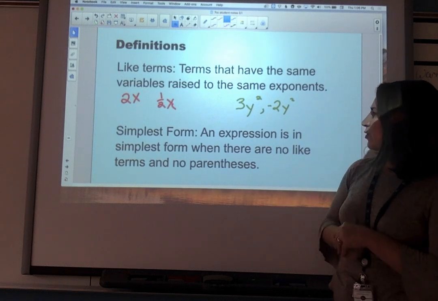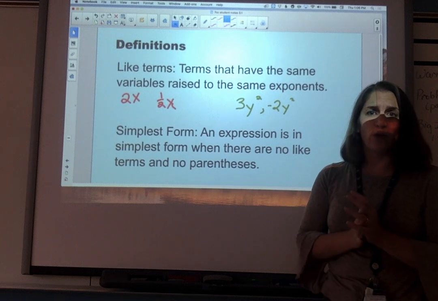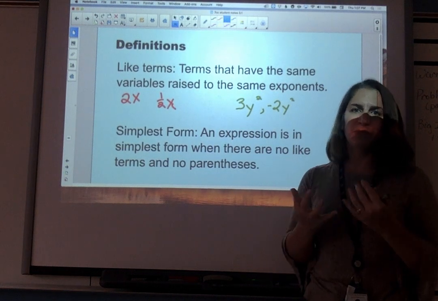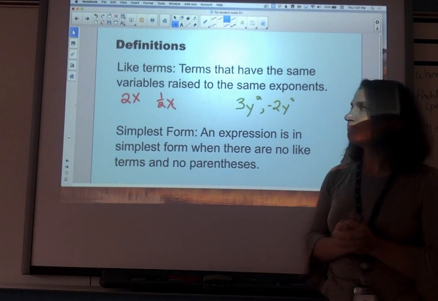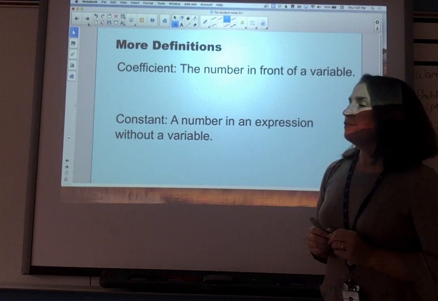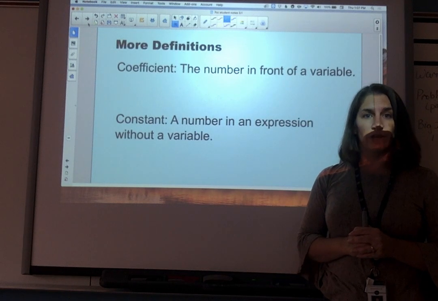And then simplest form is an expression. An expression is in simplest form when there are no more like terms and no parentheses. So when you have simplified it as far as you can. A few more definitions. Coefficient is the number in front of a variable.